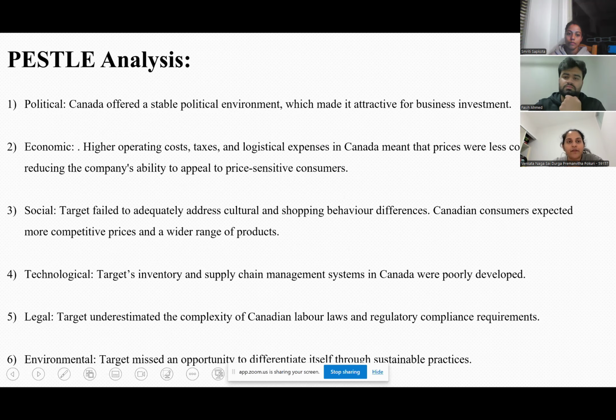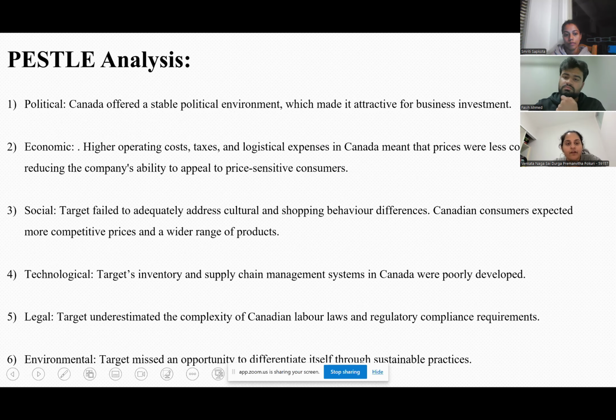And now I'll be explaining the PESTLE analysis. Starting with the political factor, Canada offered a stable political environment, which made it attractive for business investment. However, complex regulatory frameworks and difficulties related to land acquisition delayed Target openings, and they also faced unforeseen challenges.